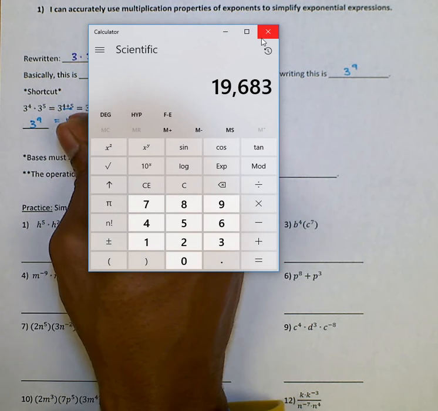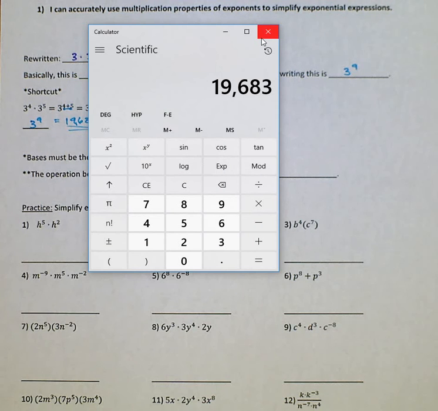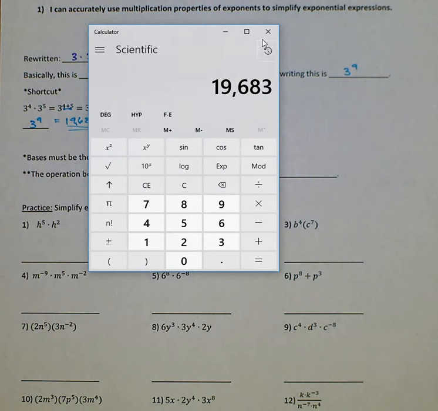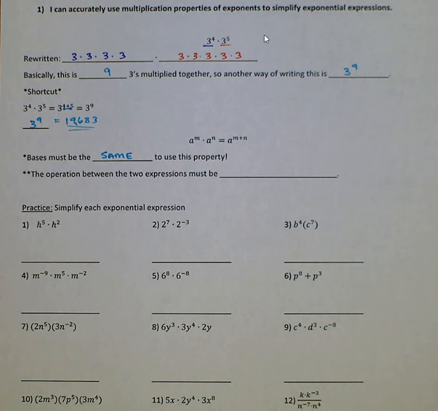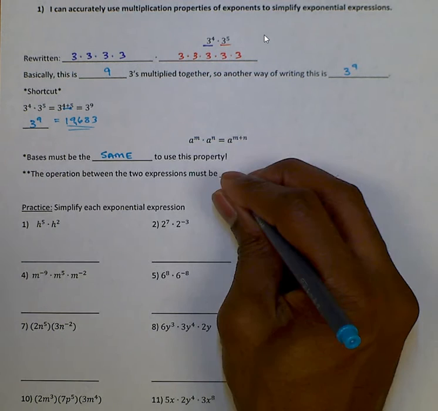Now, I won't necessarily ask you to write numbers out like this. The ones that I will expect you to simplify are the ones small enough for you to be expected to do it. If you're using your calculator to simplify those exponents, then you can skip that. Also make sure that the operation between the two expressions is multiplication.